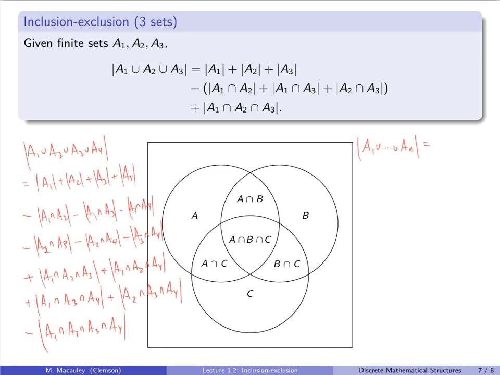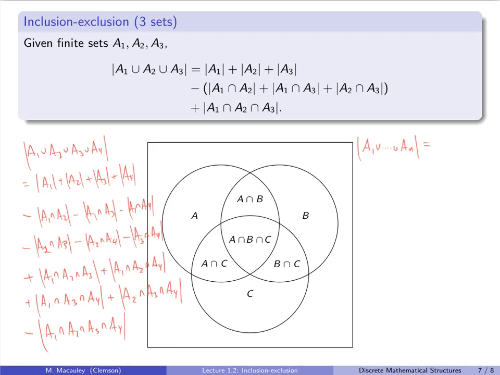So I think you get the pattern. You're basically adding up all the singletons, subtracting off all the doubles, adding the triples, subtracting the quadruples, and so forth. So you can imagine how I didn't actually give you the formula for n sets because I think you see the pattern. And how would you actually write this nicely?